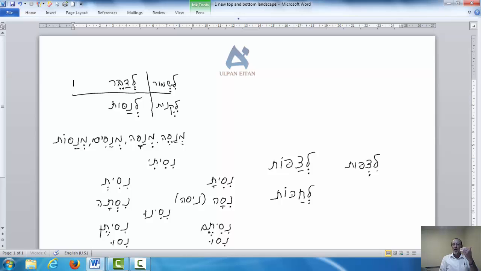Just like we learned the primary sub-pattern of lishmor, we've now learned the present and past tense of the primary sub-pattern of ledaber, and we're on our merry way, folks.